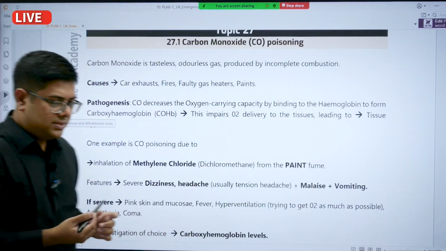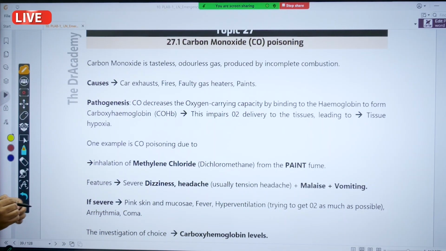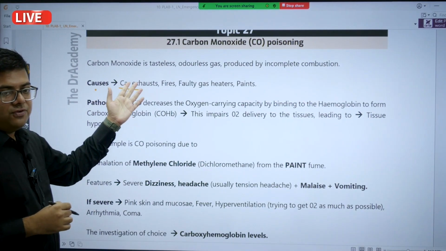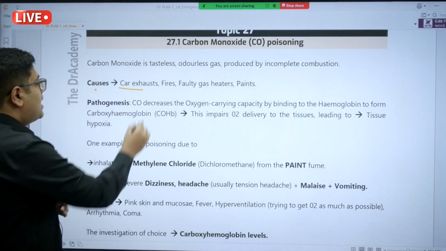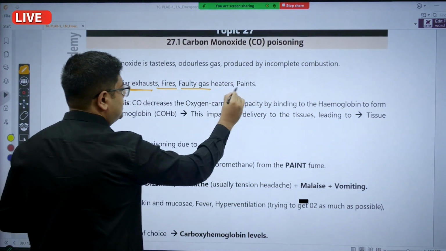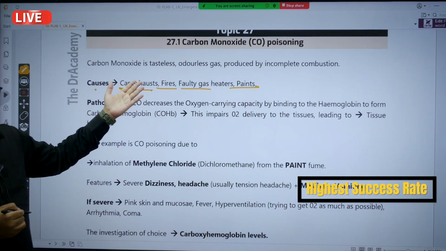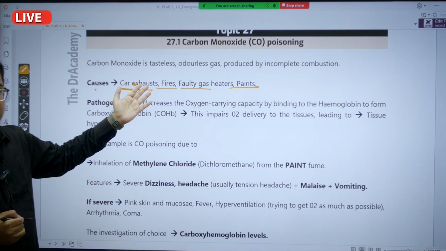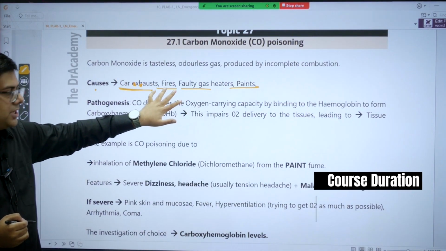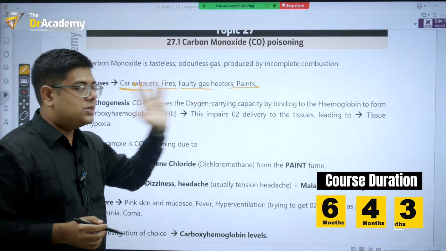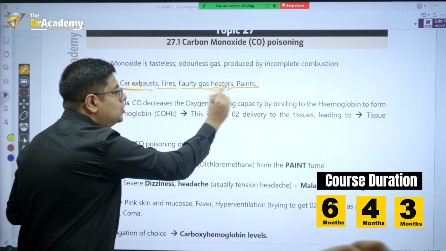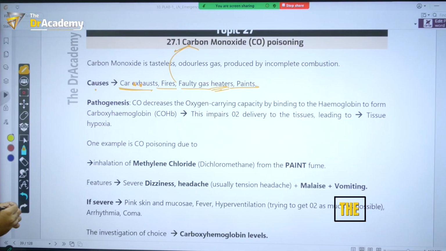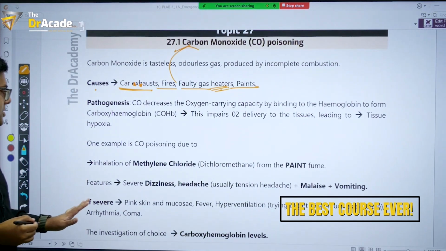Carbon monoxide poisoning. This is a small one. Just go through the causes. You don't need to memorize the causes. These are just given for hint purposes in your exam. Car exhaust, fires, faulty gas heaters, paints, a person working in a car factory, a person coming out of a burnt house, a firefighter, faulty gas heaters at home, or a painter. All these are clues in the exam for you to diagnose what? Carbon monoxide poisoning. Don't memorize the pathogenesis.